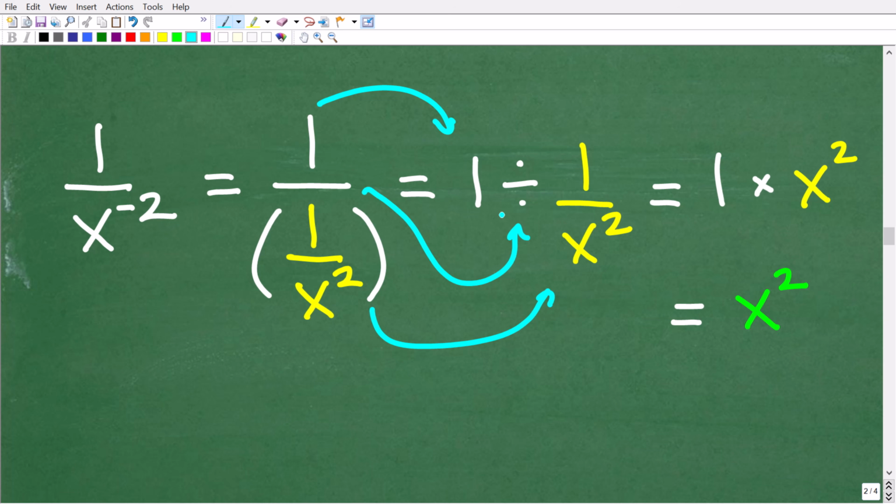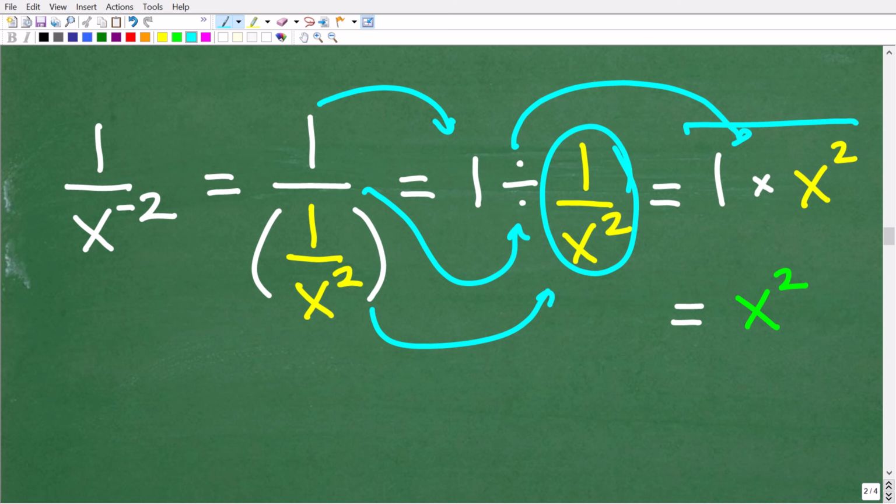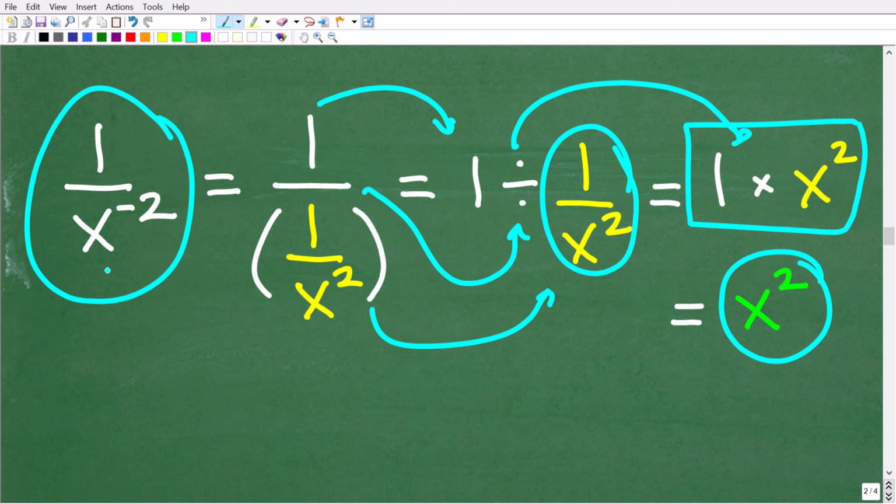Now we need to think about how to divide fractions. Again, we have 1 divided by 1 over x squared. We need to turn this into multiplication and flip this fraction, right? We're just talking about basic fraction operations. So we're going to flip this upside down. This is going to be x squared over 1. So we're going to end up with 1 times x squared. Okay, so 1 over x to the negative 2 power turned out to be equal to x squared.